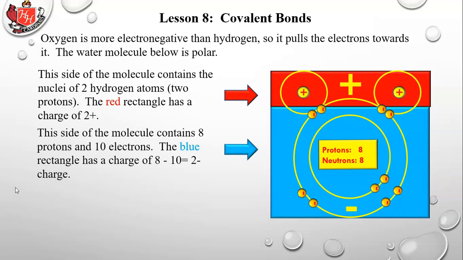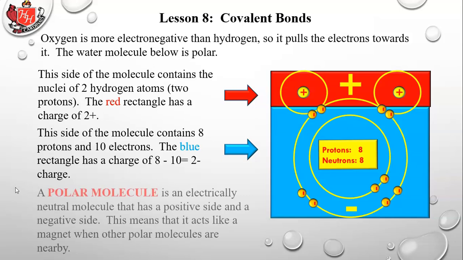This side of the molecule contains 8 protons and 10 electrons. The blue rectangle has a charge of 8 minus 10, or 2- charge. A polar molecule is an electrically neutral molecule. It doesn't have to be electrically neutral, but in this case we're going to emphasize that most are electrically neutral, that has a positive side and a negative side. This means that it acts like a magnet when other polar molecules are nearby.